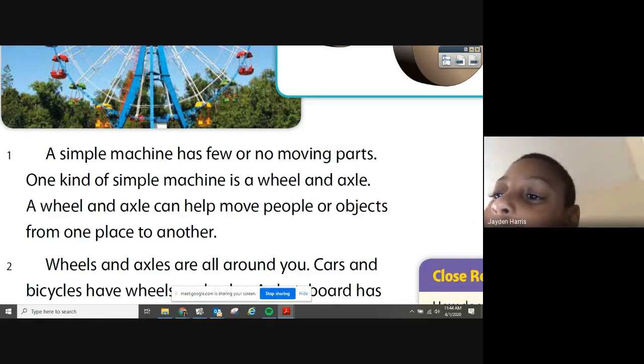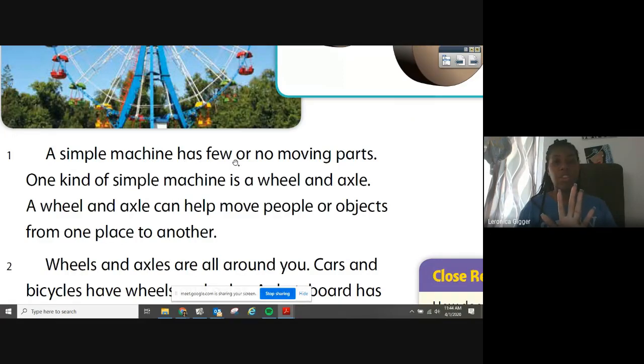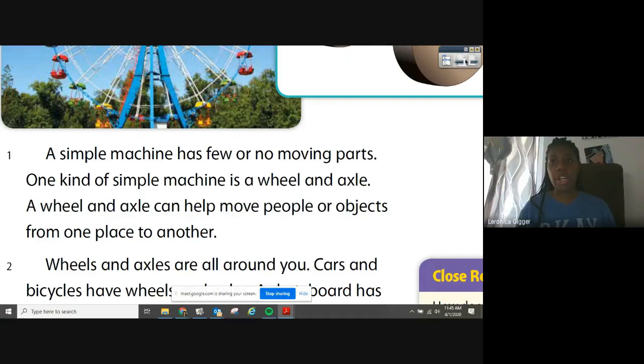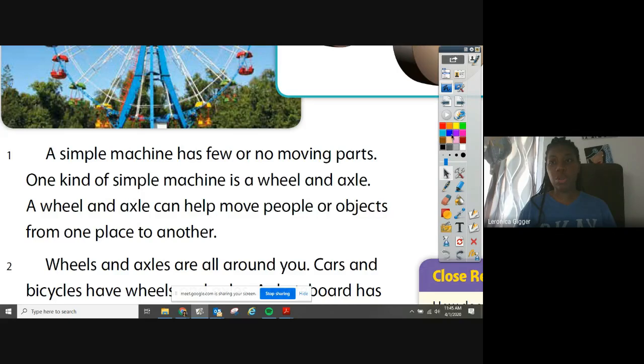No. So let's read. People. A simple machine has few or no moving parts. One kind of simple machine is a wheel and axle. A wheel and axle can help move people or objects from one place to another. People. The word people refers to a who? Person. Right.